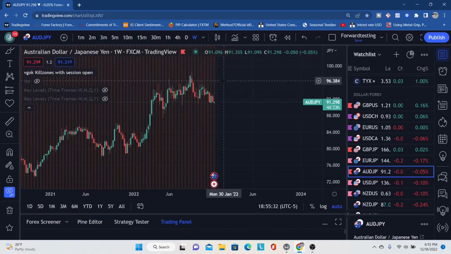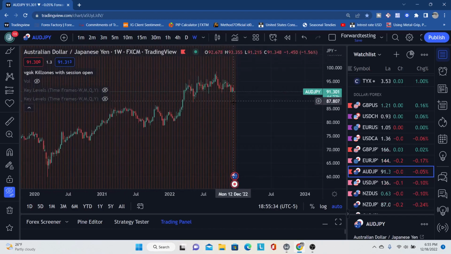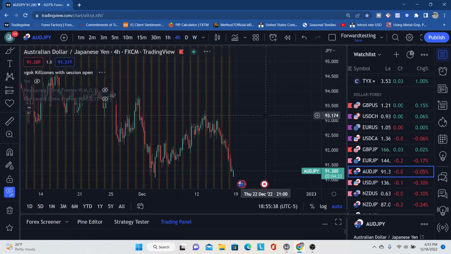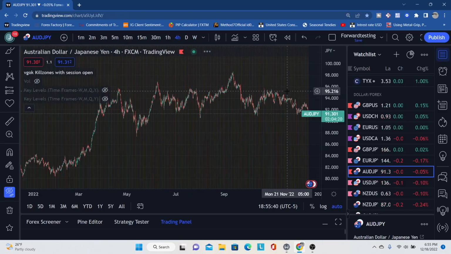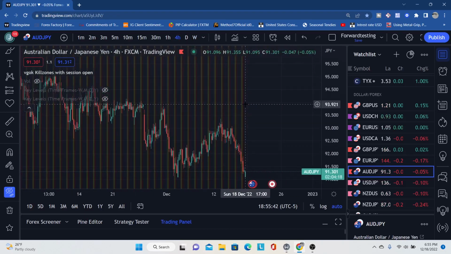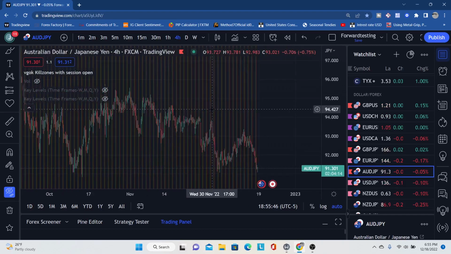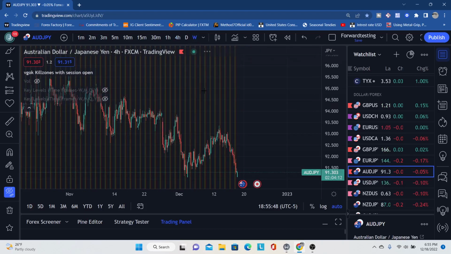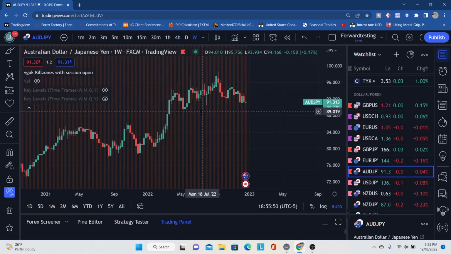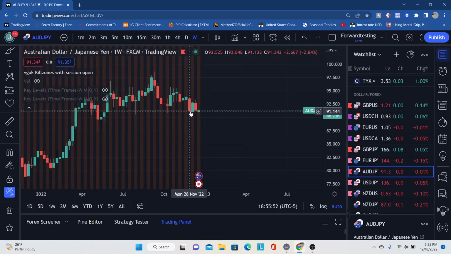So moving on to AJ, it's a bit choppy again. I'm getting the opinion that this is a reversal but it is not confirmed, so I can't say that for certain. On the 4-hour, pretty much we're waiting for this to make a lower low. This made a weekly lower low, retraced to the supply area. Let's see if it makes a weekly lower low.